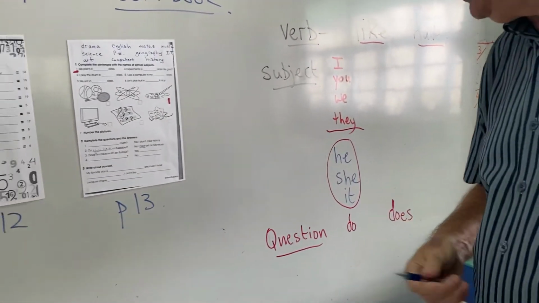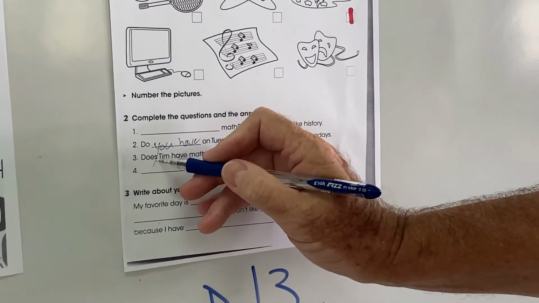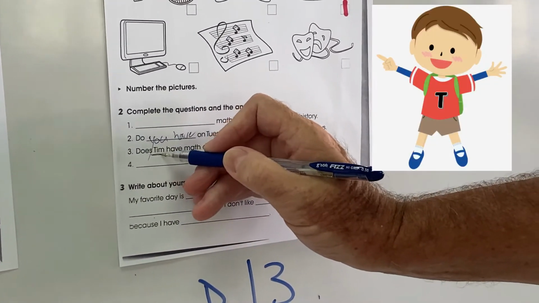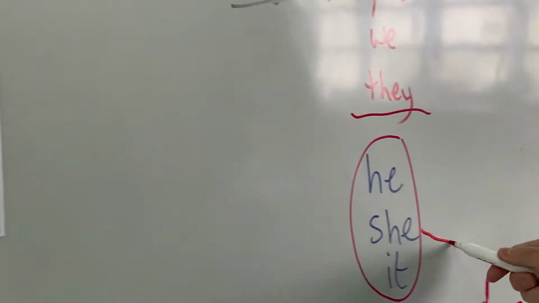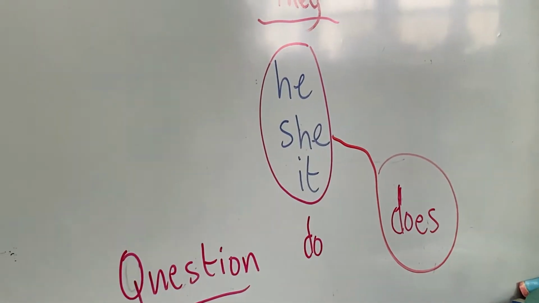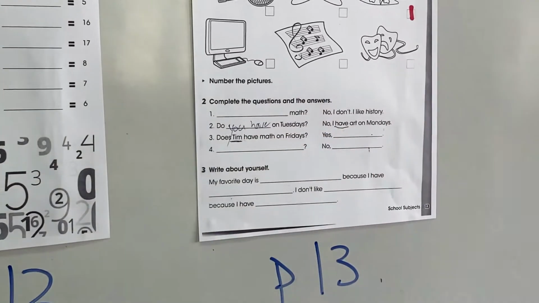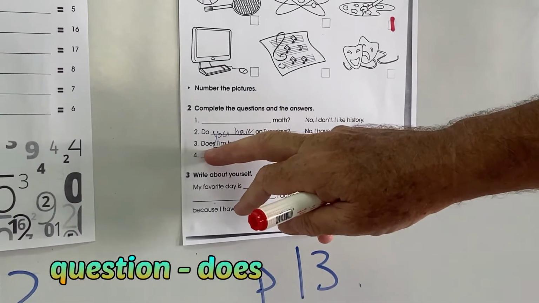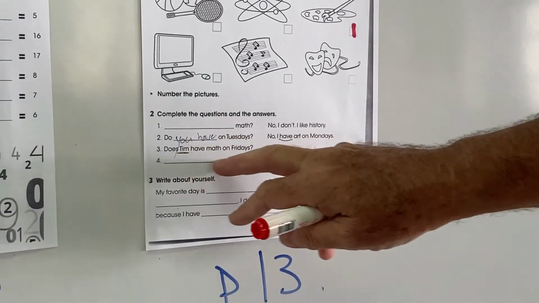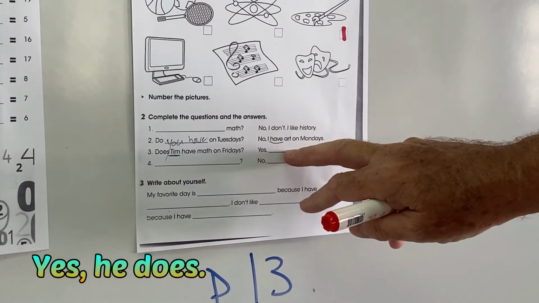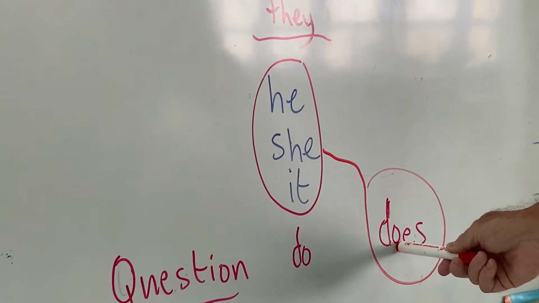Let's have a look at number 3. Does Tim have maths on Fridays? Now look here. Tim is a boy, one boy, he. So if it's he, or she, we use does for our question. So does he have maths on Friday? And if the question is does, the answer will be does. Does he have math on Friday? Yes, he does. Because the subject is he, we use does.